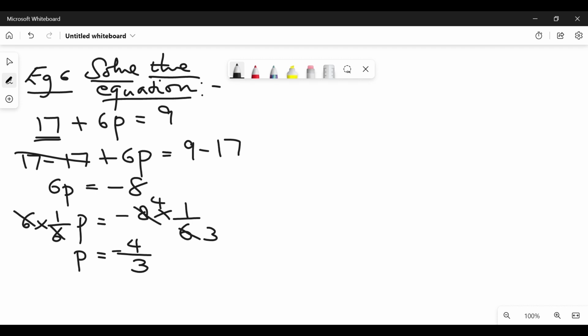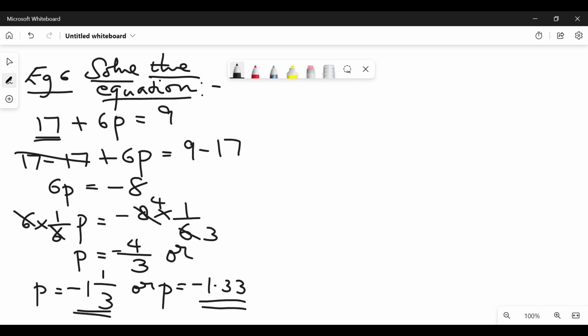You can either leave the answer minus 4 by 3 as such, or sometimes you may be in a situation to convert this into a mixed number. So you can convert minus 4 by 3 as minus 1 and 1 by 3. But sometimes some syllabuses will insist you bring it to 3 significant figures. In that case you can write this as negative 1.33.